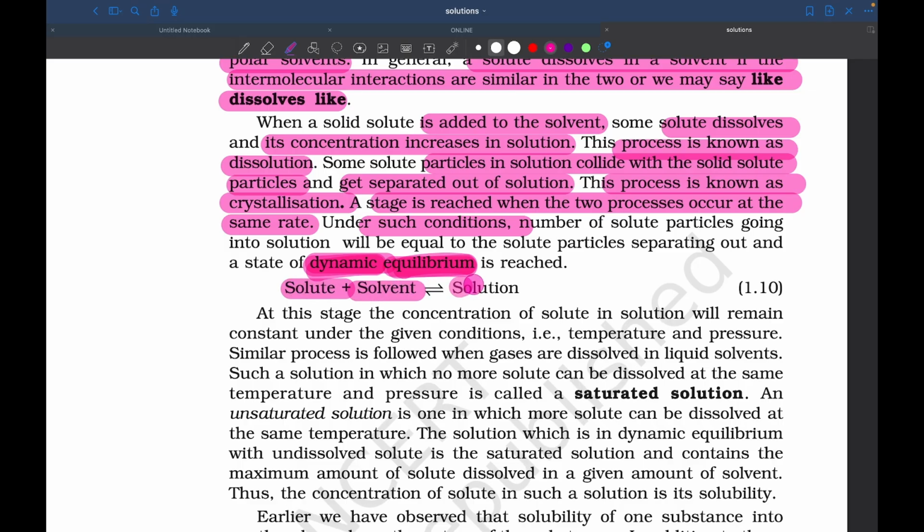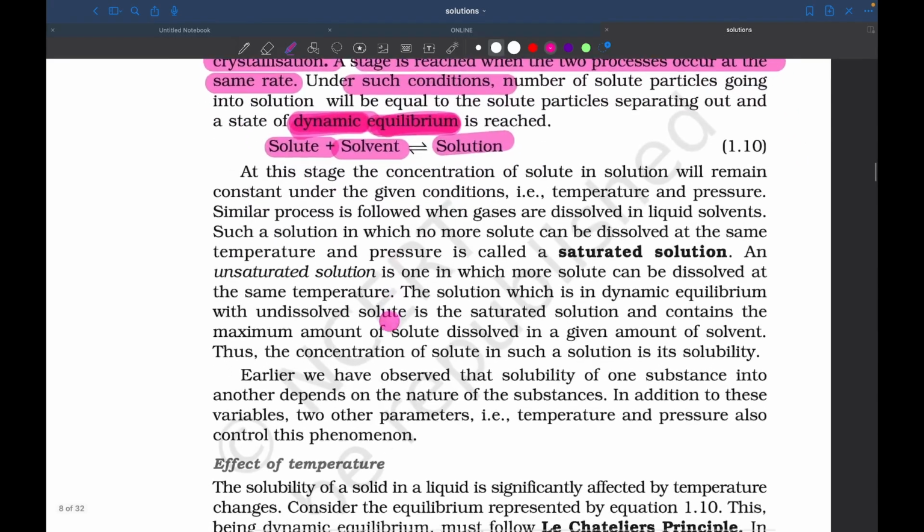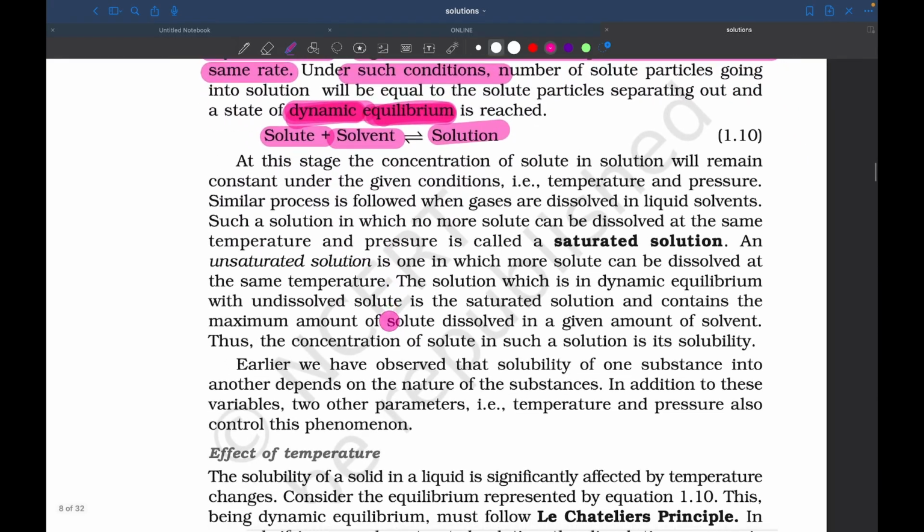Solute plus solvent is solution. So he is discussing the formation of the solution, and solutions are of three types. At this stage, the concentration of solute in solution remains constant under given conditions of temperature and pressure. A similar process is followed when a gas is dissolved in a solvent.